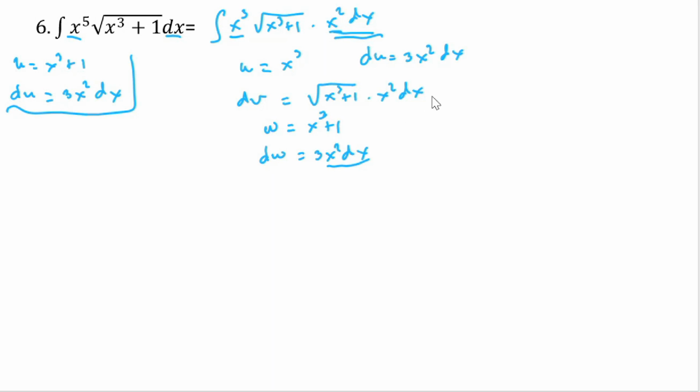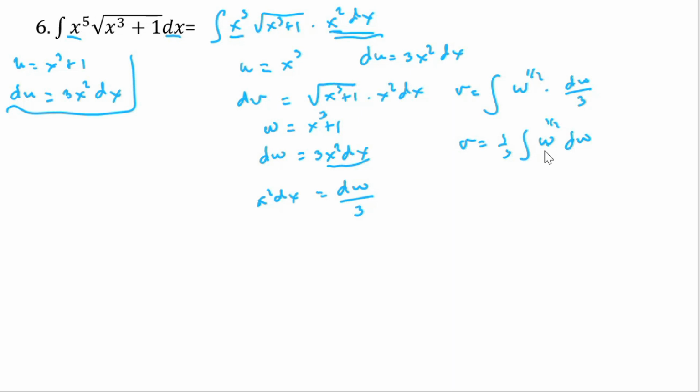Now, let us solve the value of v using the power rule and at the same time the substitution method. So we have now the integral of w to the power of 1 half times x squared dx. We can solve for x squared dx by dividing both sides by 3, so we can write dw over 3. So v now is equal to 1/3 times the integral of w raised to 1 half dw.